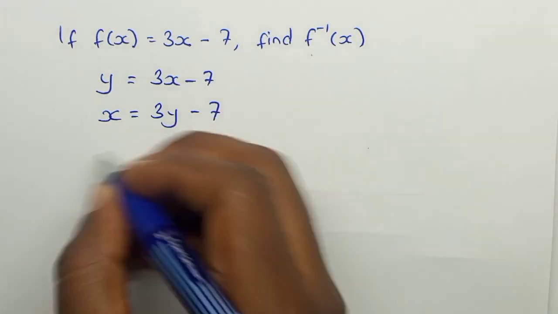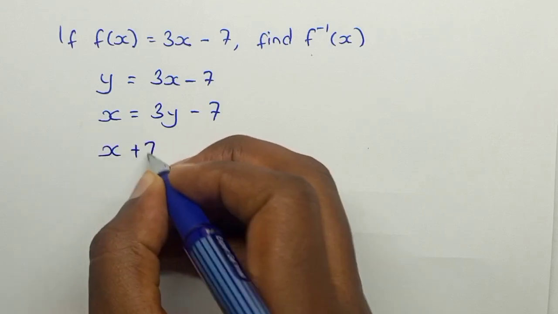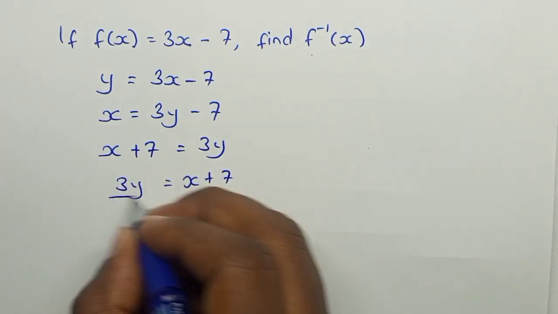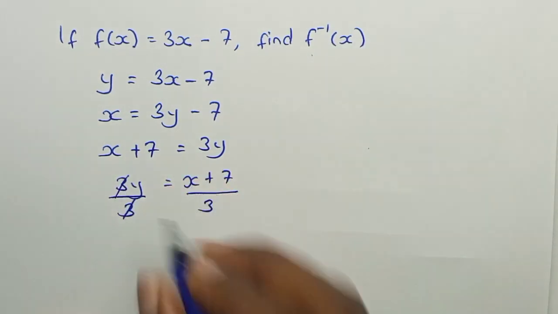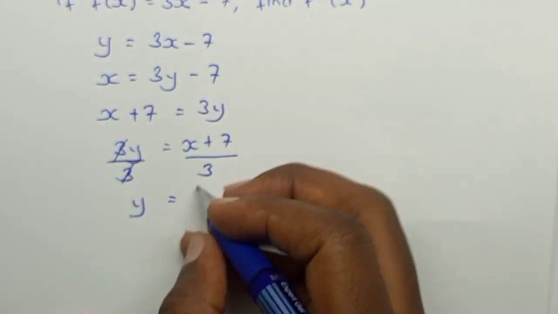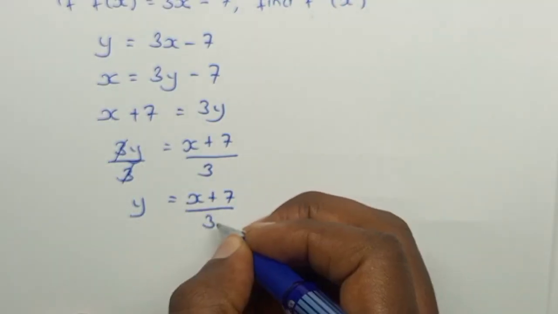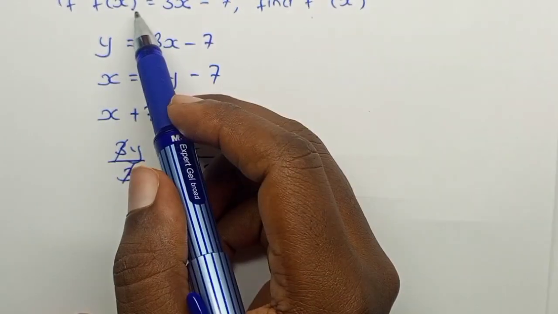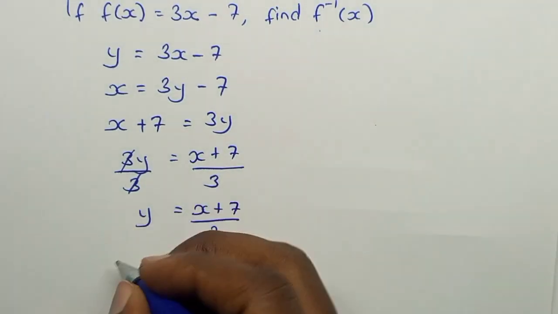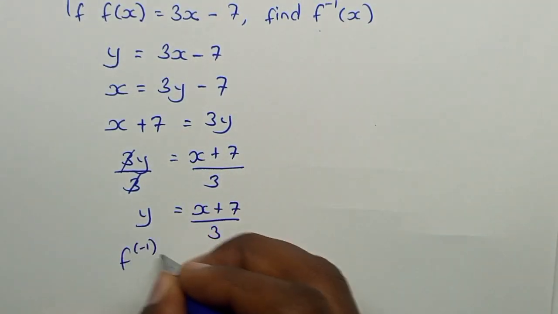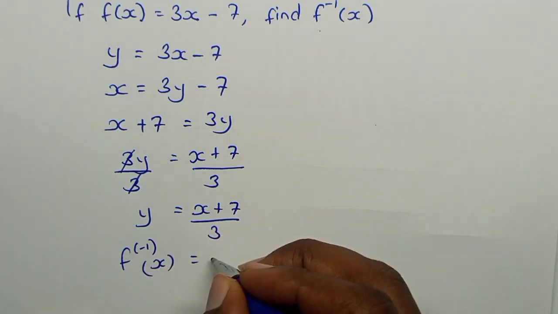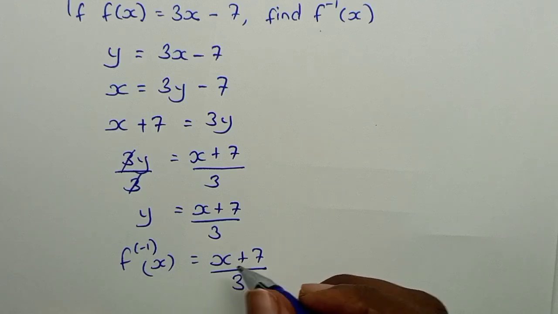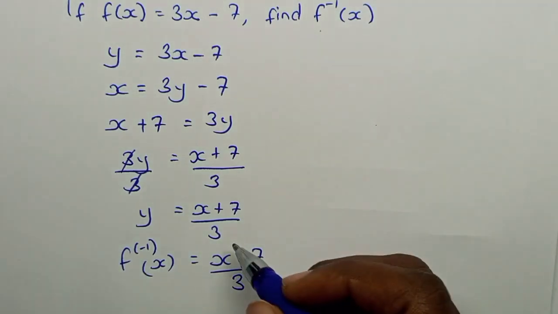So we shall have x plus 7 equals 3y. Therefore, 3y equals x plus 7, divided by 3 on both sides. This cancels, and therefore y equals x plus 7 over 3. So this is the inverse of this function f of x. Therefore, f inverse of x equals x plus 7 over 3. So that's how you find the inverse. Let's look at another example.